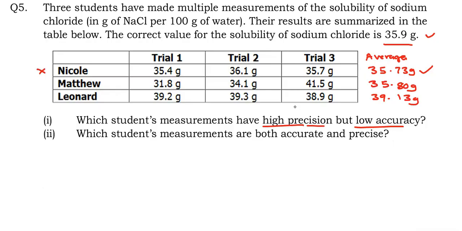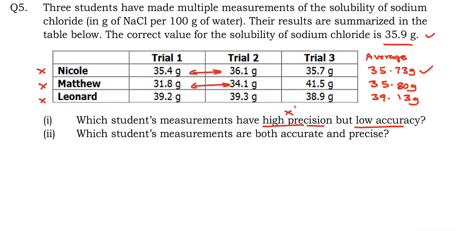Okay, what about Matthew? Let's talk about the precision of Matthew. When you look at Matthew, 35.4 and 36.1, there is a big difference between these two numbers. We are at Matthew, 31.8 and 34.1. There is a very big difference here. 31 to 34, there is a very big difference. So this guy is not precise. The precision is not high for this guy. The precision is very low.